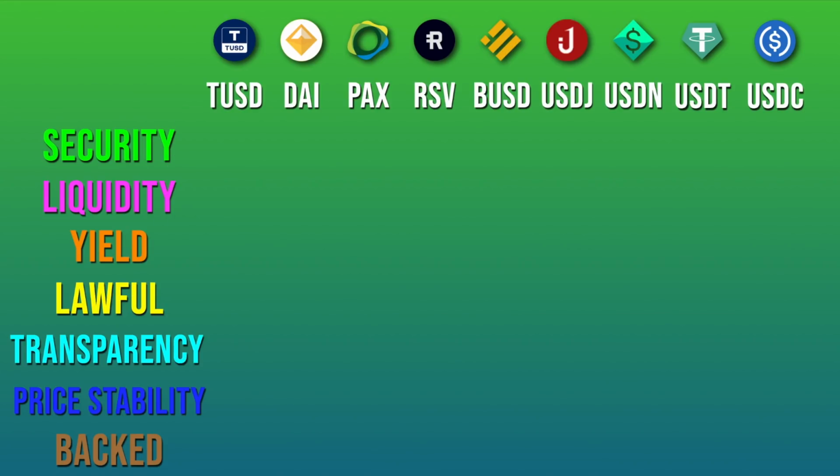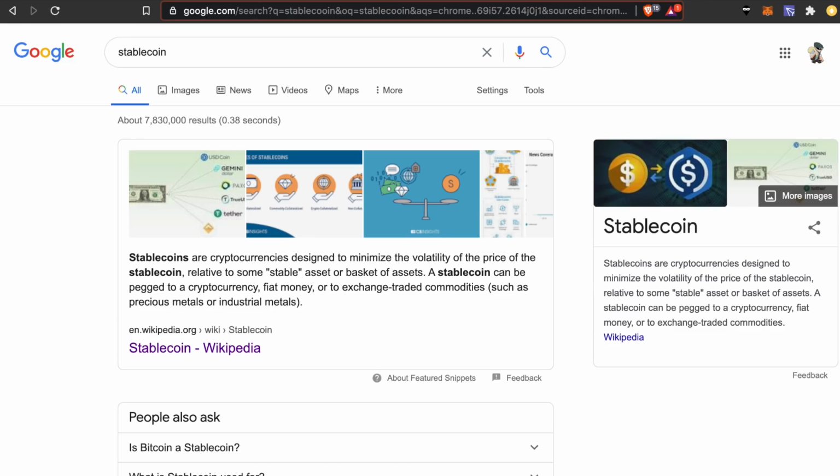And these are the coins we're going to take a look at. But first, before we get started, there are a few things that I want to showcase. First, what is a stablecoin? Stablecoins are cryptocurrencies designed to minimize the volatility of the price of the stablecoin relative to some stable asset or basket of assets. A stablecoin can be pegged to a cryptocurrency, fiat money, or an exchange-traded commodity. Basically, these are usually used to trade in and out of coins on the market, but some people actually want to hold these coins because they give a pretty good yield if you just hold them. So those are basically the use cases out there.